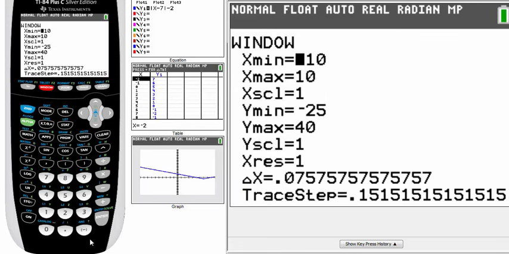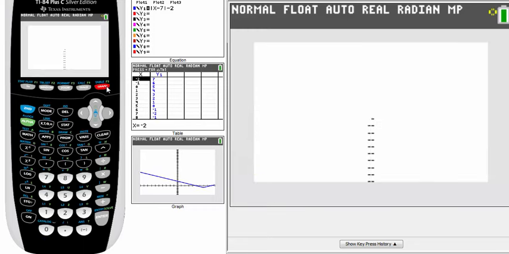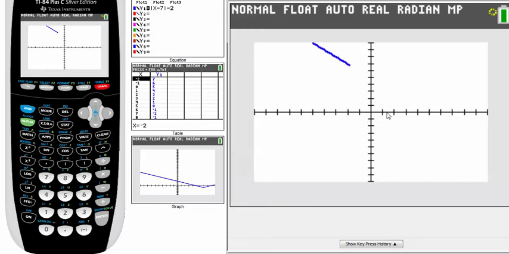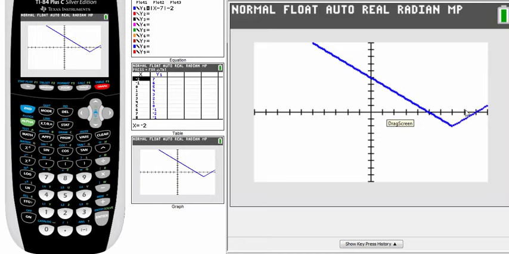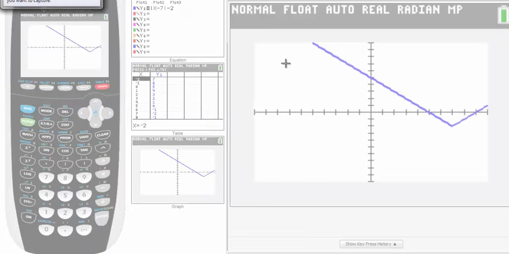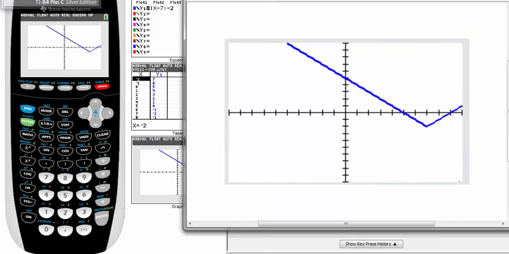So let's go to window. I'm going to go negative 10 to 10 on my y. It's not going to be exactly centered because most of my solutions appear to be over here on the right. 1, 2, 3, 4, 5. So it's crossing at 5 and 9. So let's go ahead and pop this graph in.